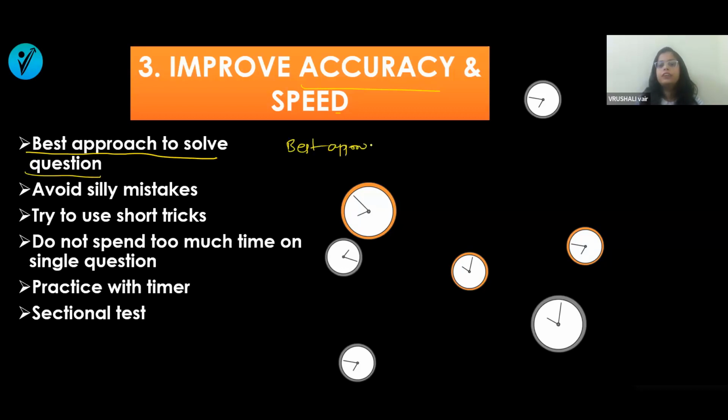After reading the question, I will use the best approach. How do you solve it? Read it carefully, understand the given, understand what they have asked, and then try to solve it with the best approach, so that you won't waste your time in other approaches, like trying this and that. We don't have that much time.